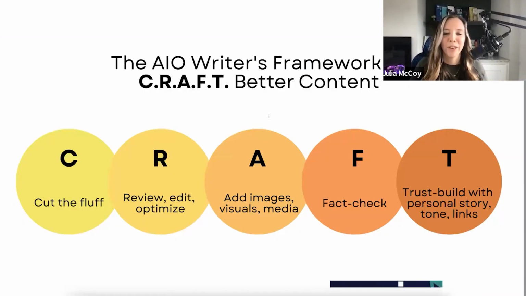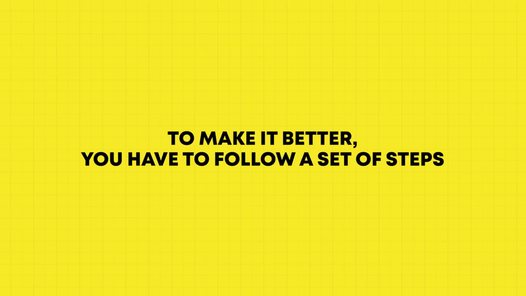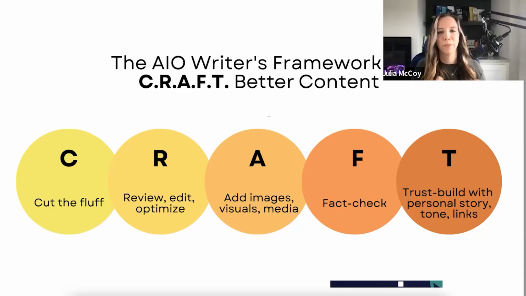I have this framework developed that kind of guides a writer who wants to switch from human only writing to, okay, let's take AI, let's make it better. How do you make it better? You have to follow a set of steps, and these are the steps to follow. It's so easy to remember this acronym because if you think about crafting good content, you'll remember it, right? Because of the word craft, that's the actual acronym.